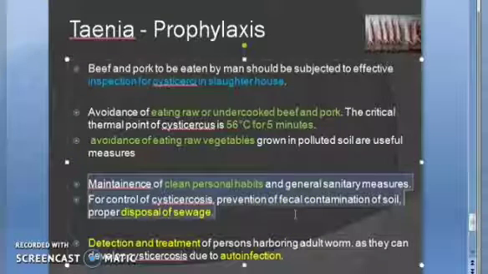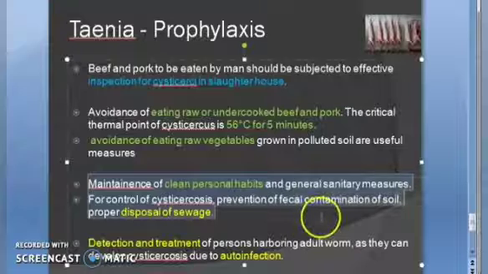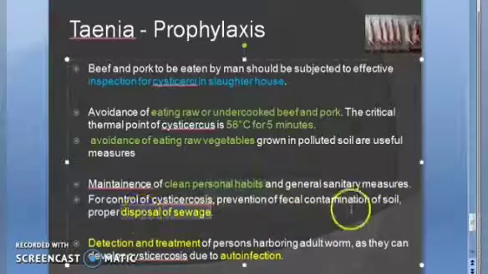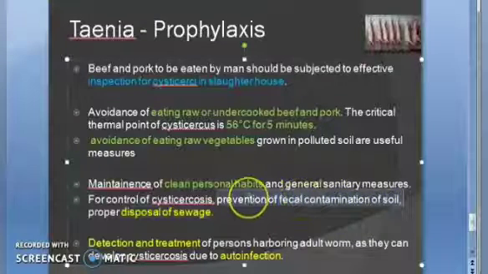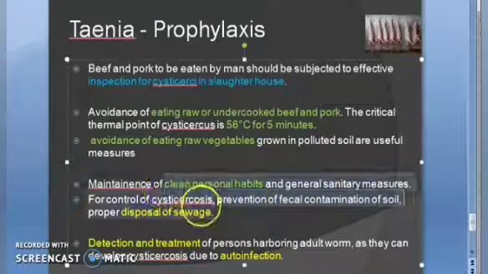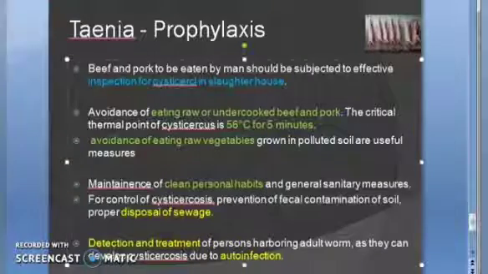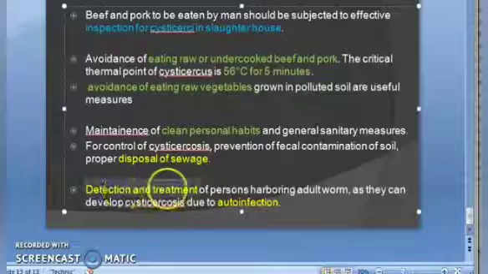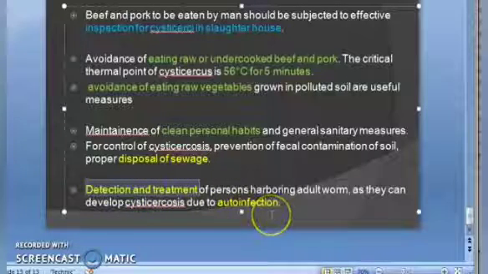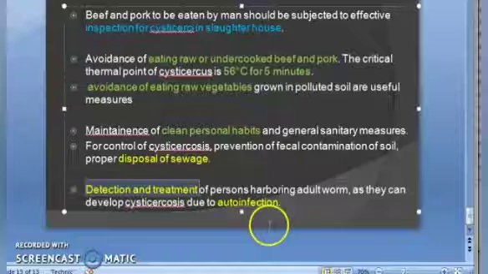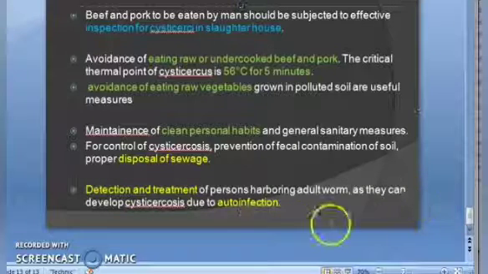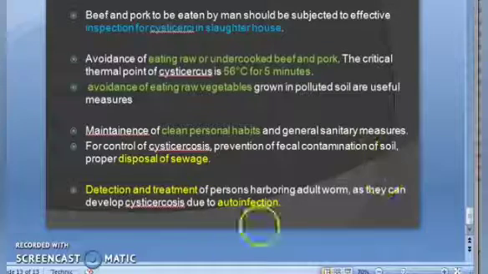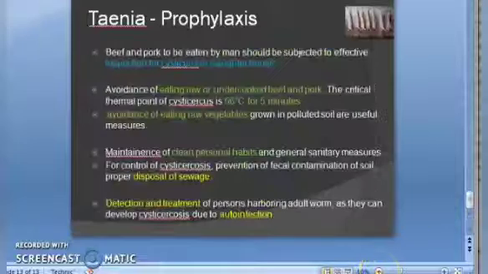Then all this is community medicine stuff. Clean personal habits, great sanitary measures, disposal of sewage, prevention of fecal contamination of soil, all this stuff. Then you detect and treat people who are carrying these adult worms, because they will have an asymptomatic situation, so they can have auto-infection. So that is the prophylaxis, guys. Hope you enjoyed the prophylaxis.